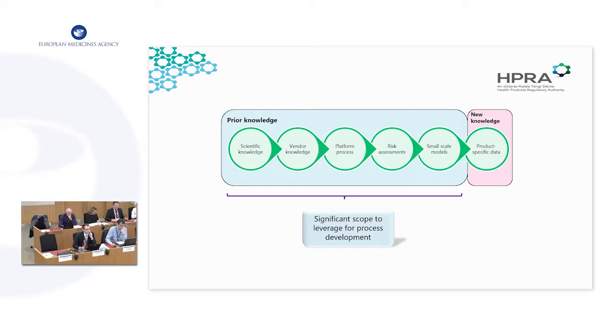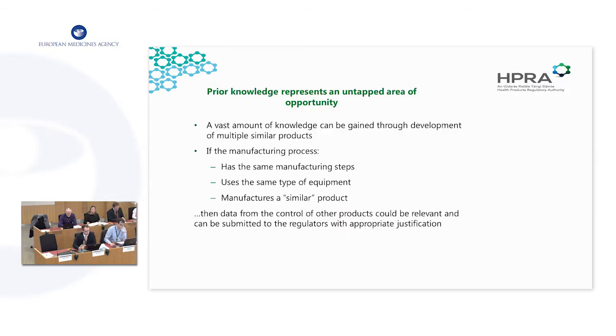And at least as I see it, there are a lot of areas in process development where you can get prior knowledge from, as we've heard about already. There's scientific knowledge, there's knowledge from vendors in terms of container closure systems, filters and so on. There are the platform processes, which you've heard about this morning. What I'll focus on a bit more is risk assessments and small-scale models. And of course, then obviously in each submission, your product-specific data. But so there is a lot of scope to leverage these data for process-specific developments.